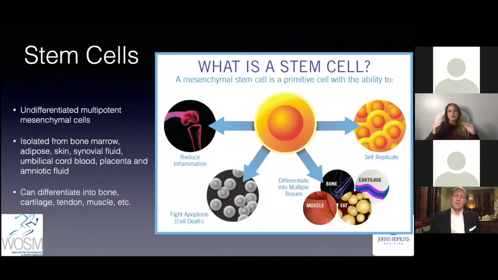Stem cells are something that I think a lot of us have heard about. It's sort of easier to get your mind around. I'm going to minimize something on my screen here so I can see my whole screen. I'm having a hard time doing that.